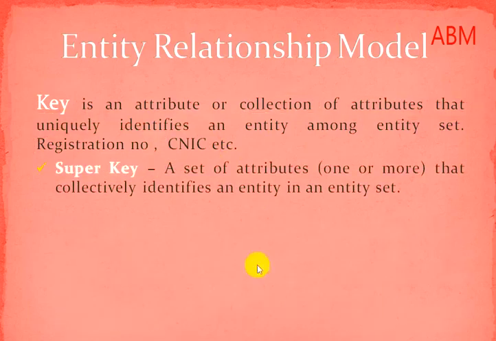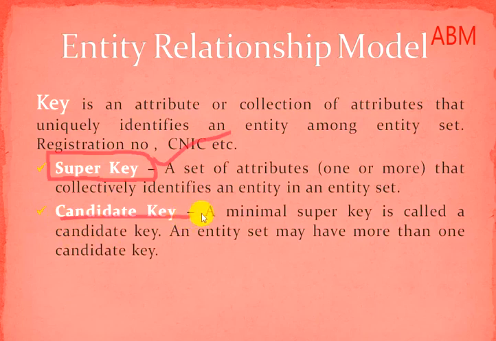So the super key is actually a key or a combination of keys. It may be one attribute or a combination of more than one attribute which may be used to separately identify the data. Okay, and the candidate key is the minimal super key. It may be a single attribute, or it may be a combination of attributes which may be used to identify the data uniquely.